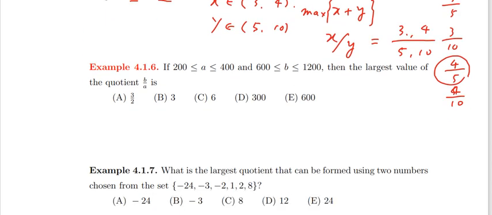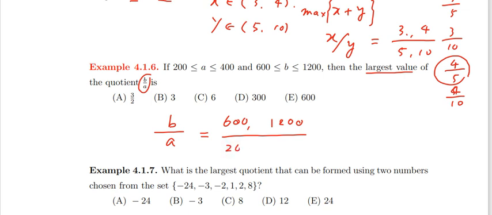So we have this problem here. So B, we want to find B over A. B over A, we want to find the largest value. So B can be, we just pick these two end points. B can be 612, 600. A can be 200 and 400.